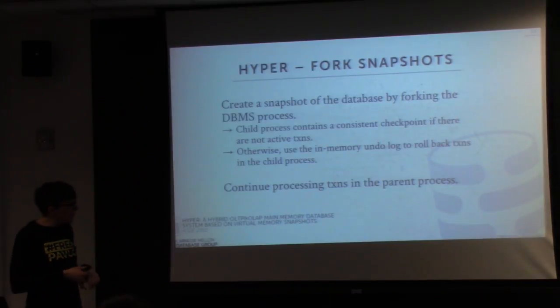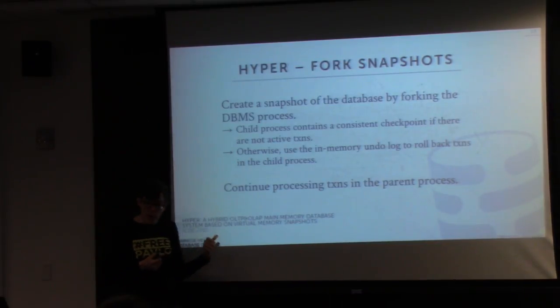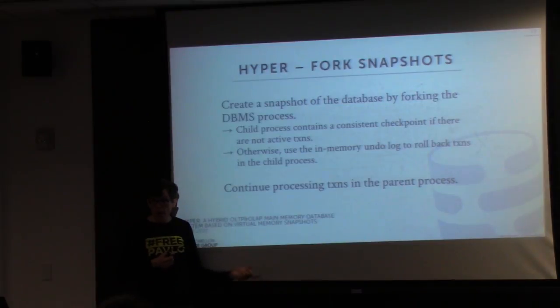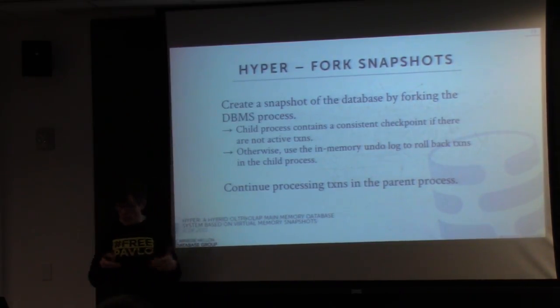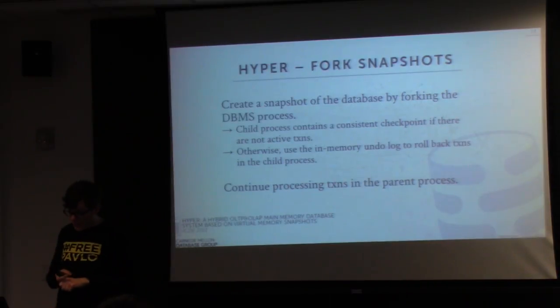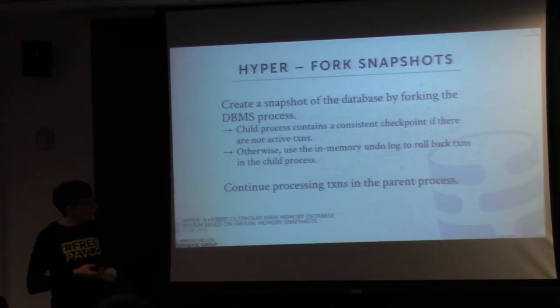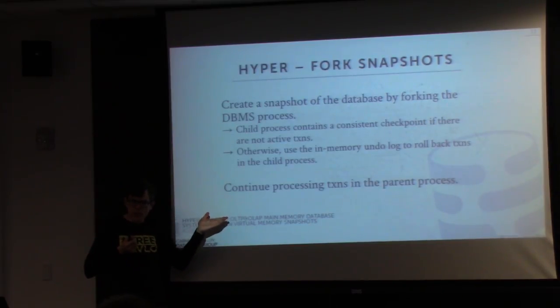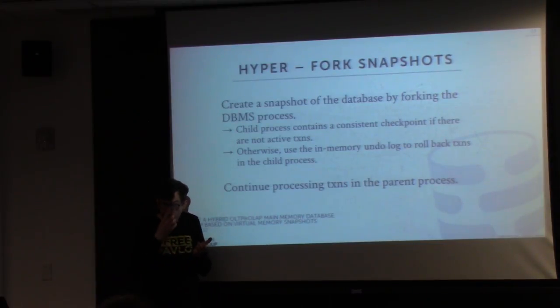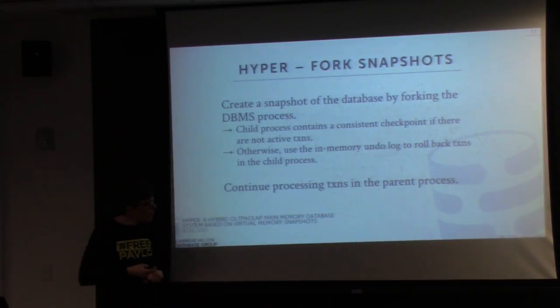Two things I'll say is that in the newer versions of Hyper, they abandoned this idea and switched to using multi-version concurrency control, so it's using one of the schemes that we talked about a few weeks ago. And I think the reason is because this is another example where forking is nice and easy, but you give up control to the operating system. Whereas if you do multi-versioning yourself, you have finer control over exactly how memory is being copied, and you can be more efficient.